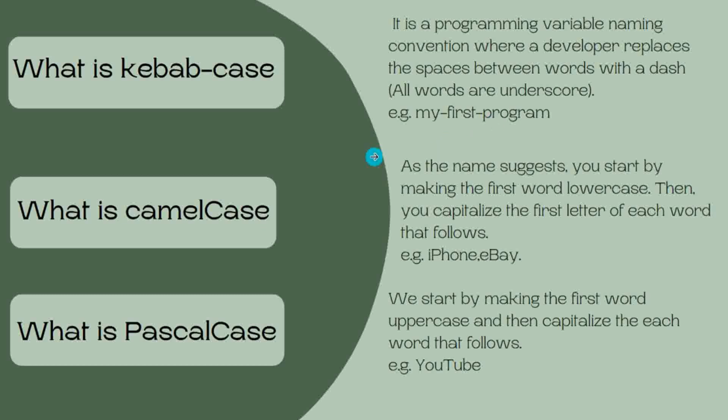So next one is what is camel case. As the name suggests, you start by making the first word lowercase. Then you capitalize the first letter of each word that follows. Example is iPhone and eBay. Third one is what is Pascal case. So we start by making the first word uppercase and then capitalize each word that follows. So the best example is YouTube.